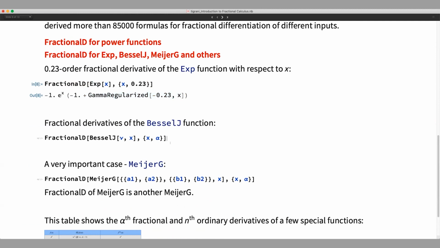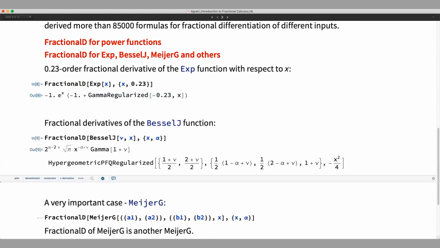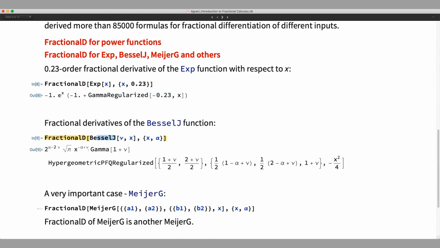Let's take a look at Bessel functions. So FractionalD applied on BesselJ will give something big, not very understandable, but the fractional derivatives of Bessel functions are calculated using the hypergeometric function, which is understandable because the Bessel function is from the hypergeometric class of functions.